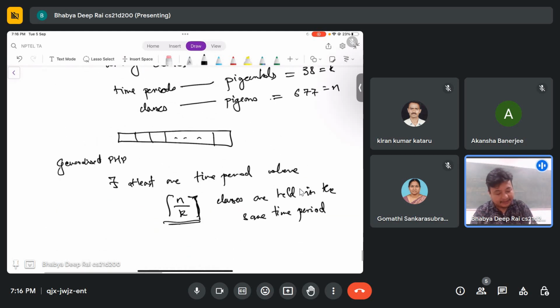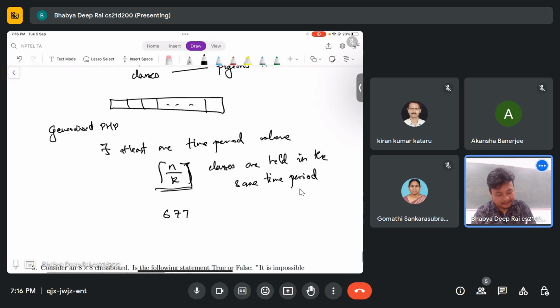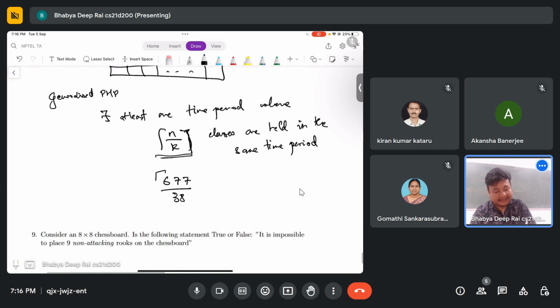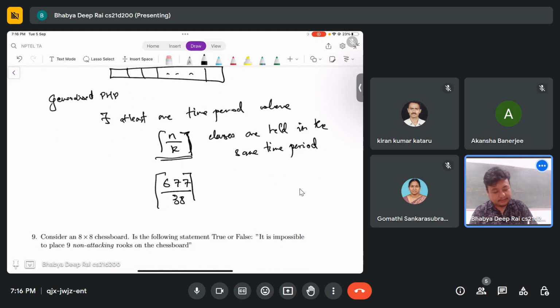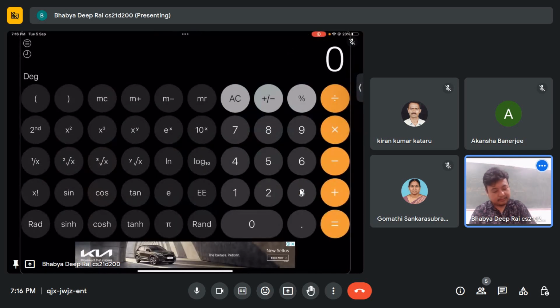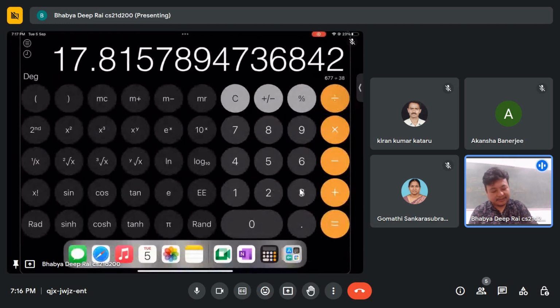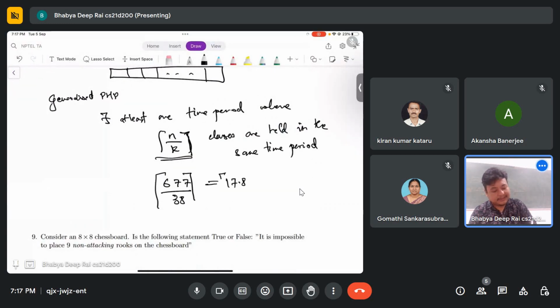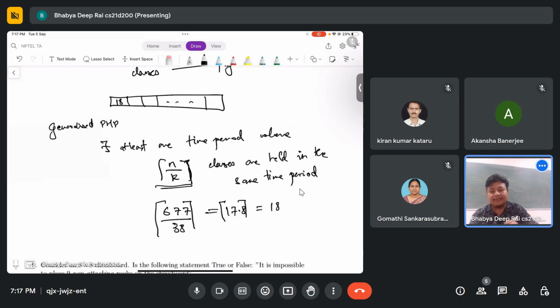Okay, so how many classes are held during that time? 677 divided by 38, ceiling of this. Okay, so what is that? 677 by 38 is 17.8. Ceiling of 17.8 is equal to 18. So 18 classes. No matter how you distribute, there is at least one time period where 18 classes are held. So what is the solution for that?